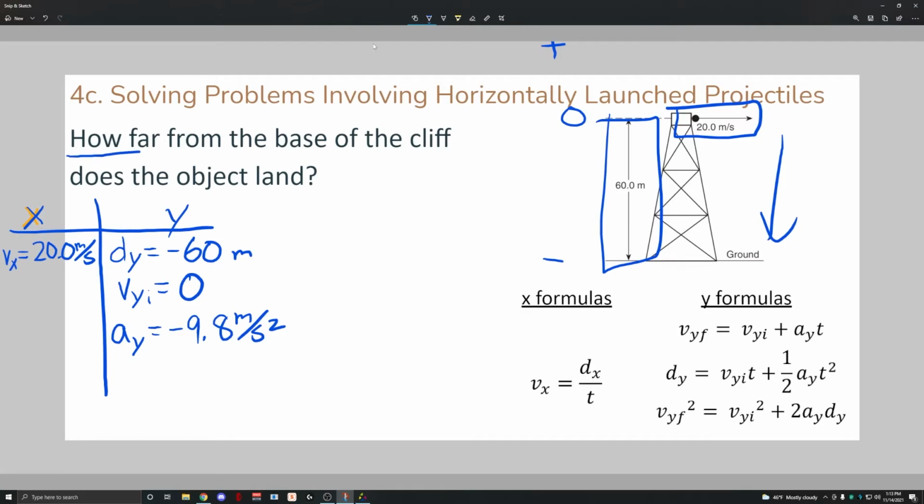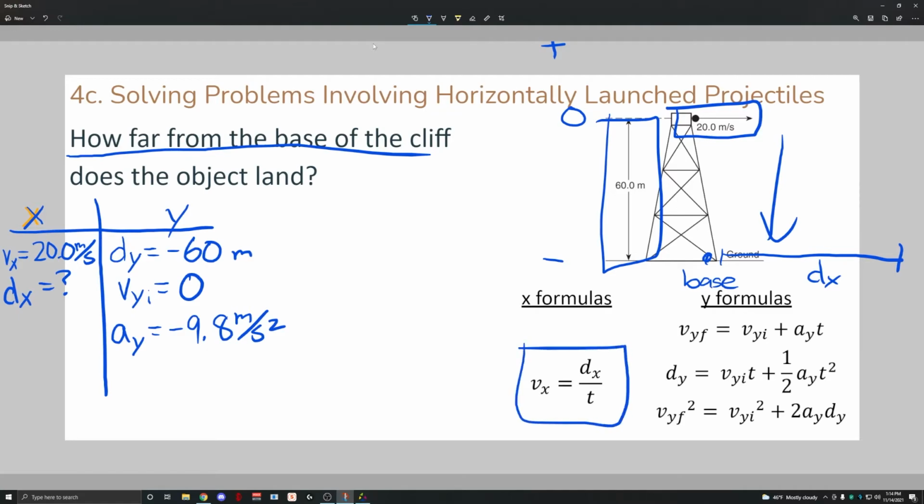And they wanted you to know how far from the base of the cliff. So the base would be here, and then you land somewhere, so that's going to be your dx, right? So you want to find out, what is my horizontal displacement? Well, here's the thing. We want to solve for dx, so we have to use this formula. We have dx, we're solving for dx.